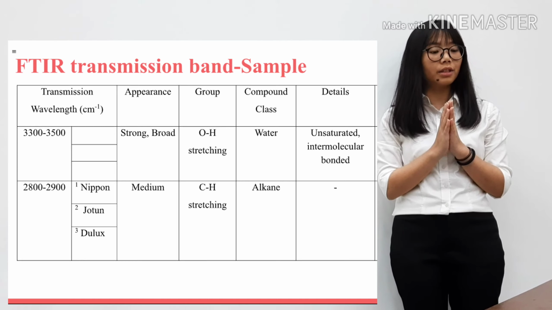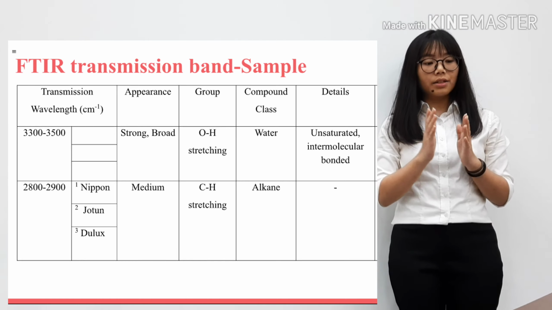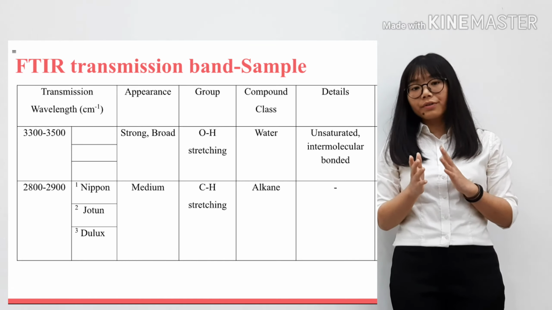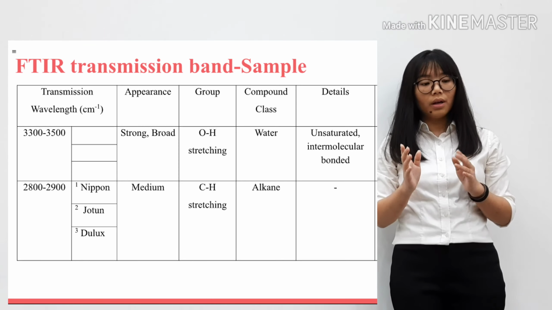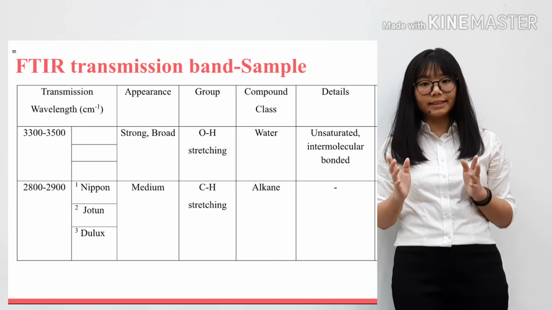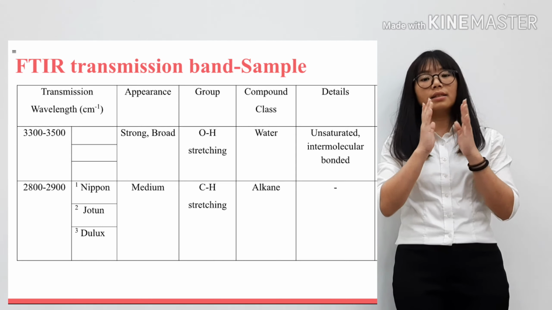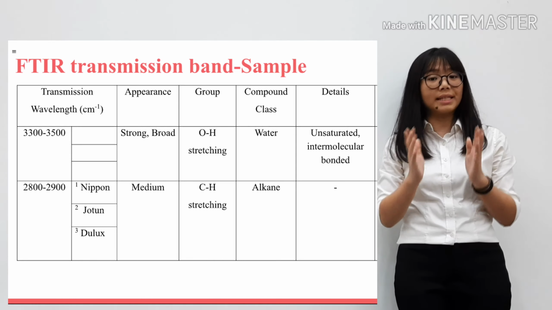From 2800 until 2900, there's a wavelength with a medium appearance, which shows the CH stretching. This represents an alkane. So this means that in the sample there's an alkane bond present.